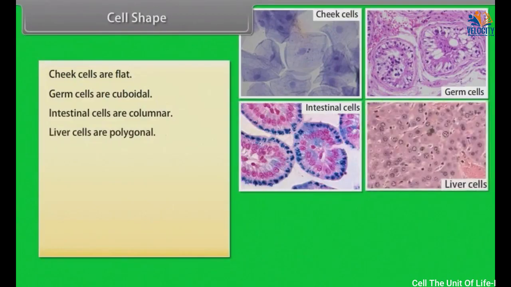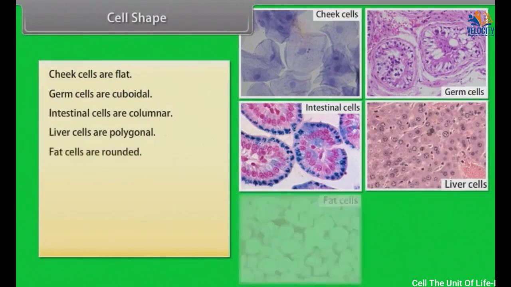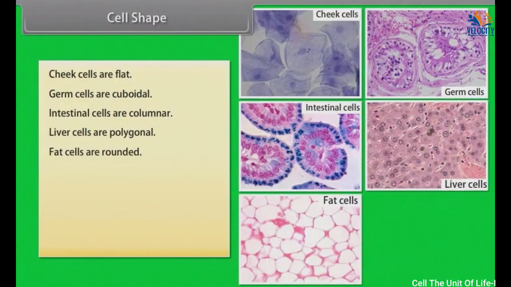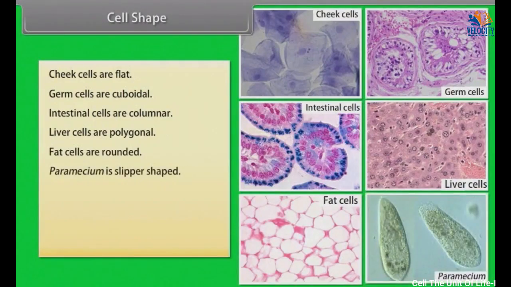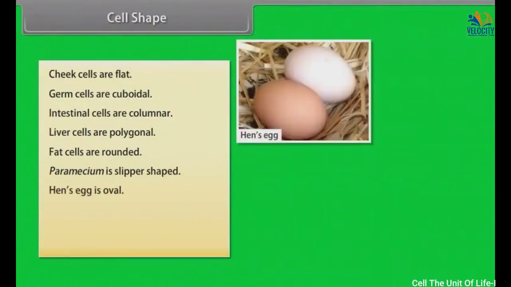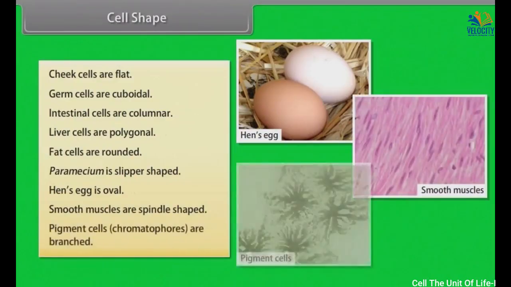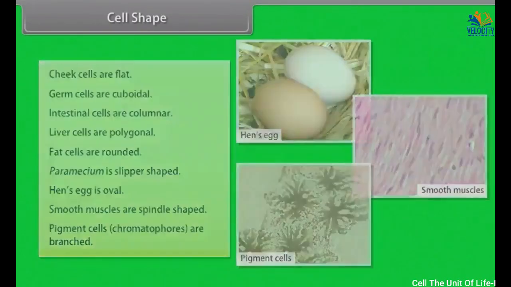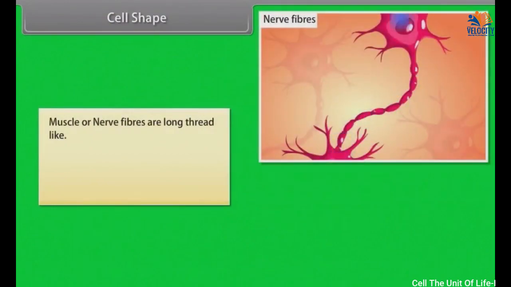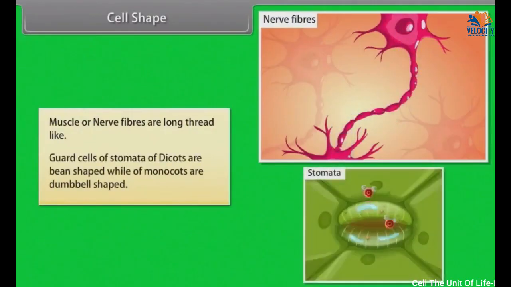Liver cells are polygonal. Fat cells are rounded. Paramecium is slipper-shaped. Egg is oval. Smooth muscles are spindle-shaped. Pigment cells, that is, chromatophores, are branched. Muscle or nerve fibers are long and thread-like. Guard cells of stomata of dicots are bean-shaped, while those of monocots are dumbbell-shaped.